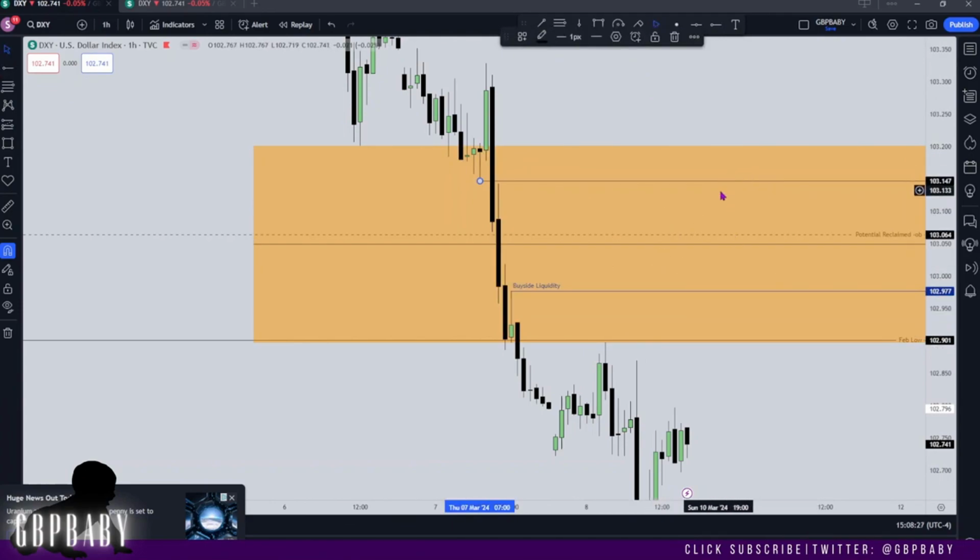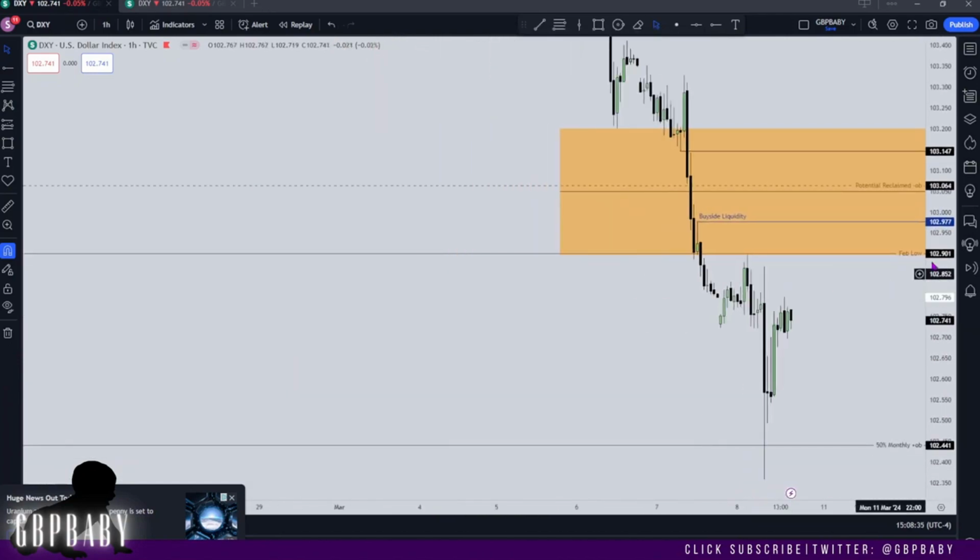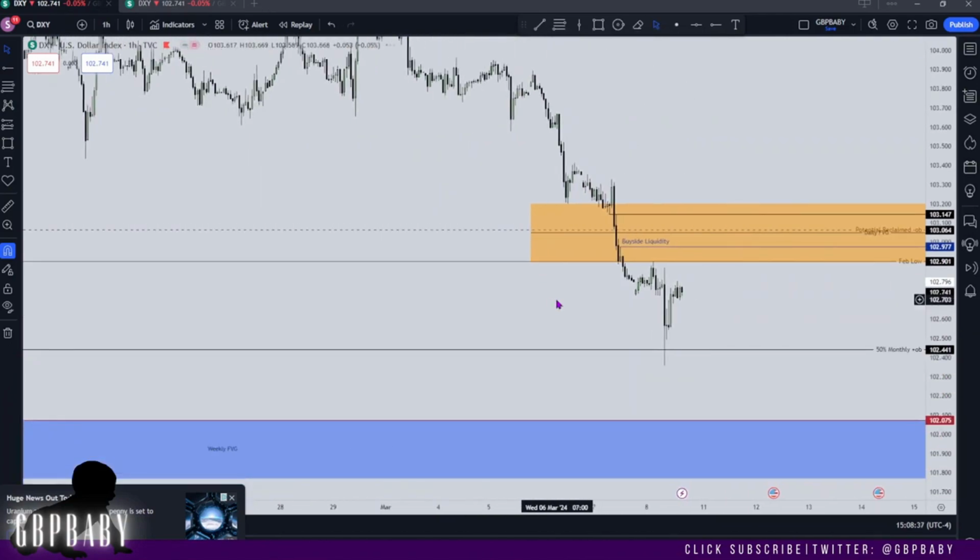Is it New York kill zone 8:30? If that's the case, probably a nice setup is going to form, and then we can probably watch some nice deliverance to the downside after that. But it is just a matter of waiting and seeing how Monday trades, to be honest.